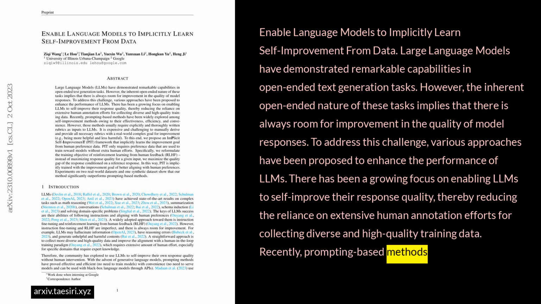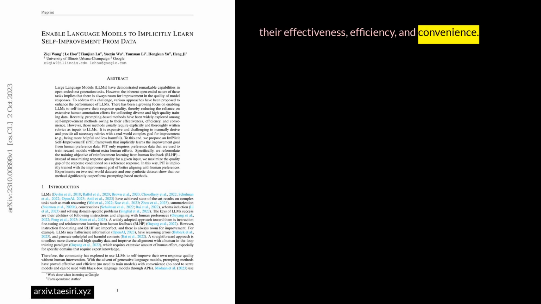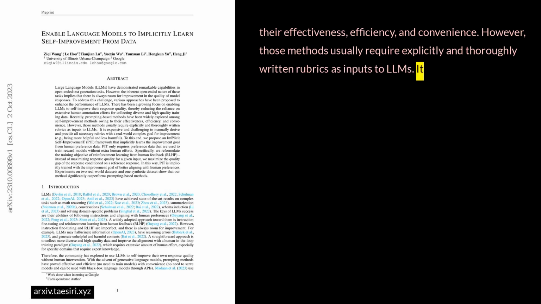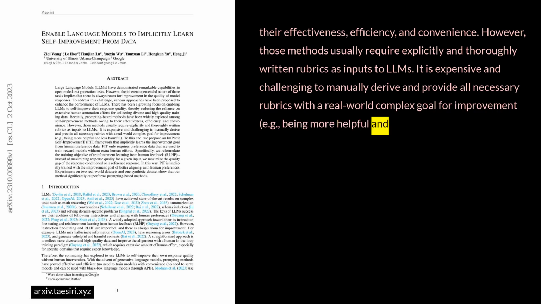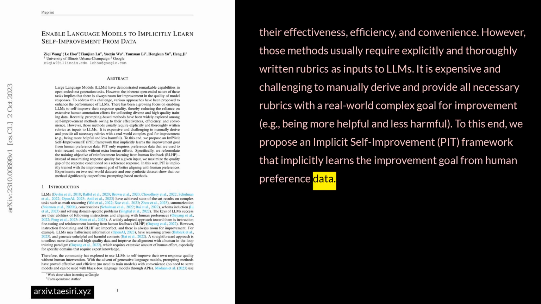Recently, prompting-based methods have been widely explored among self-improvement methods owing to their effectiveness, efficiency, and convenience. However, those methods usually require explicitly and thoroughly written rubrics as inputs to LLMs. It is expensive and challenging to manually derive and provide all necessary rubrics with a real-world complex goal for improvement, for example, being more helpful and less harmful. To this end, we propose an implicit self-improvement (PIT) framework that implicitly learns the improvement goal from human preference data.